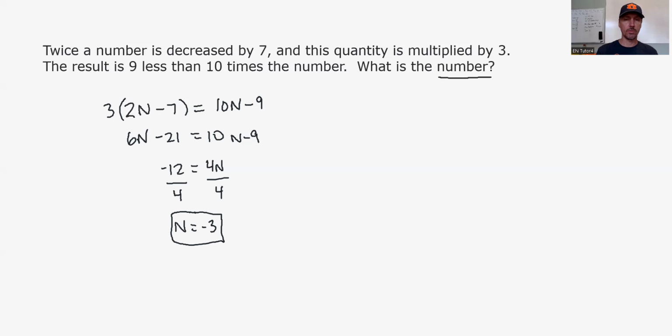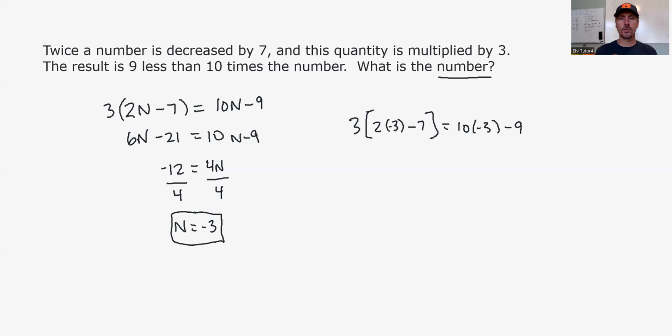We can check the math on that real quick just to make sure that we got the correct answer. If we plug this negative 3 back in up here for the n, let's see what we get. 3, I'm going to write that in brackets this time, times 2 times negative 3, that's what we found to be the value for n, minus 7 equals 10 times negative 3 minus 9. If we did this correctly, we'll get a true statement.